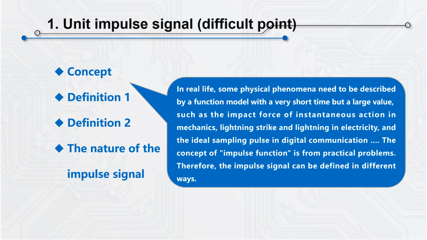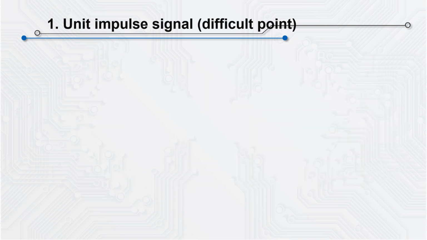Some physical phenomena in real life are described by function models with a very short time but an extremely large value, such as the impact force acting instantaneously in mechanics, thunder and lightning in electricity, ideal sampling pulse in digital communication, and so on. The concept of impulse function is from practical problems. So the impulse signal can be defined in different ways. Let's look at the first definition.